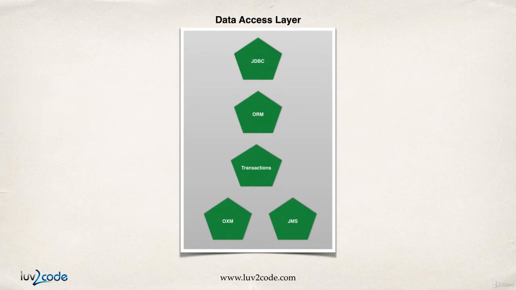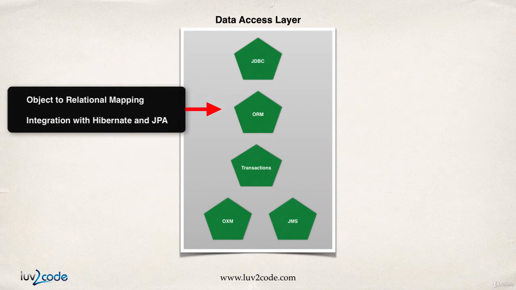The next bullet there is ORM for object-to-relational mapping. This is probably the most popular section of this module here. Basically, it allows you to hook into Hibernate or hook into JPA. So a lot of support and a lot of synergy between Spring and Hibernate.